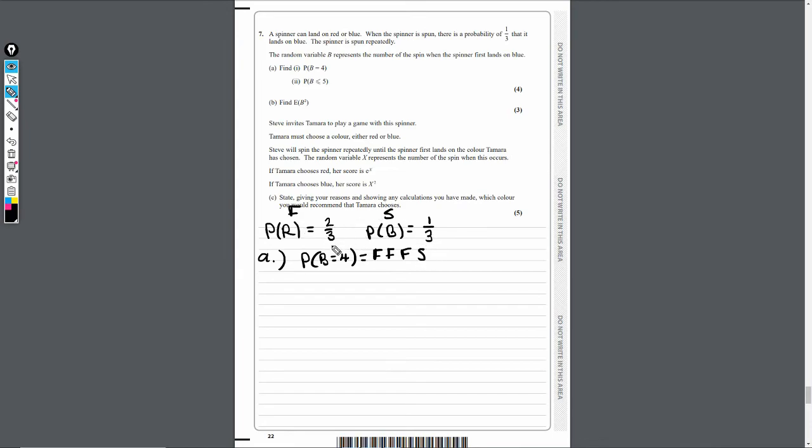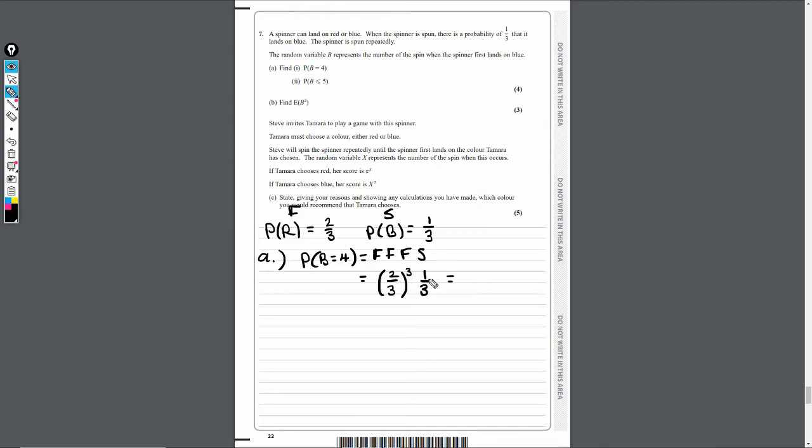So that's failure, followed by failure, followed by failure. So that's 2 over 3 times 2 over 3 times 2 over 3. Well, we can just simply write that in index notation. That'll be 2 over 3 to the power of 3. And then the success is 1 over 3. So it's 2 over 3 cubed times 1 over 3.